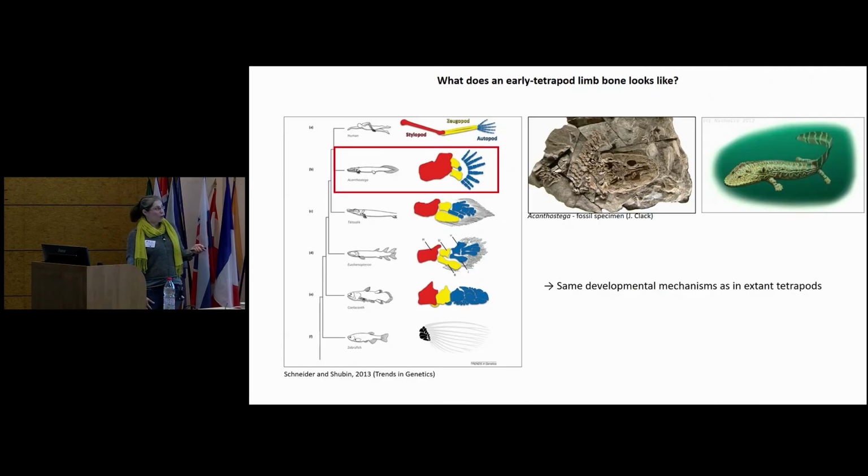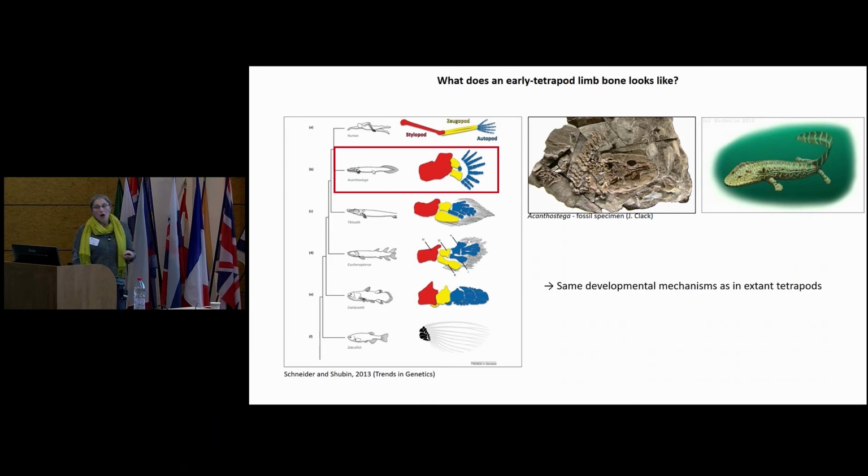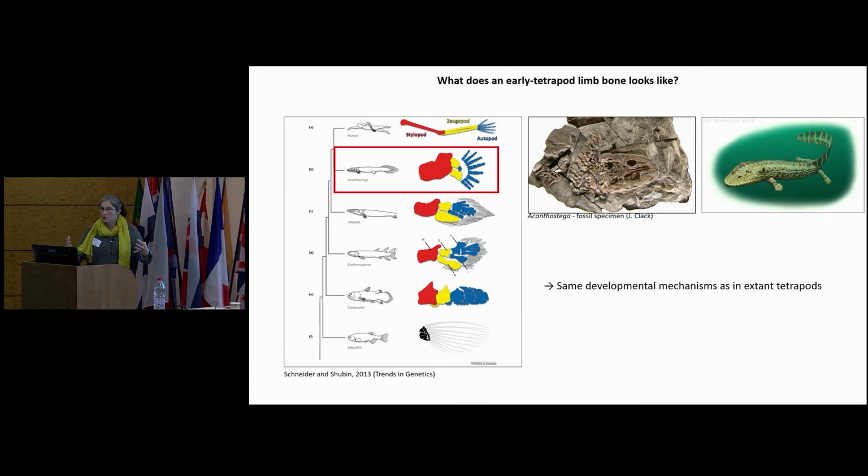But so if I sum up for this Acanthostega, apart from the fact that we had a big cartilaginous root before, so slightly delayed development, we actually have the same developmental mechanism as in extant tetrapods.